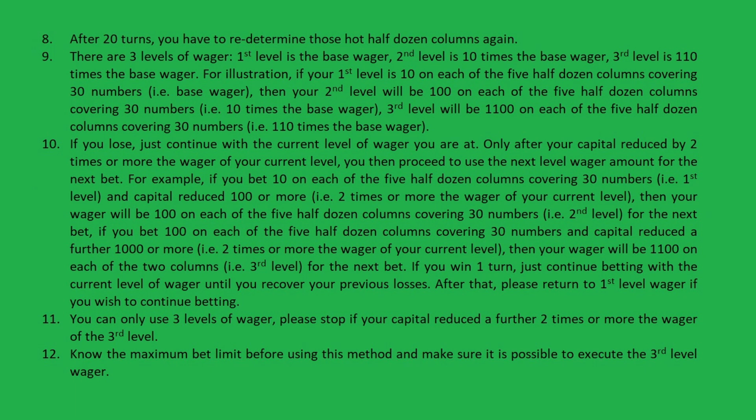If you bet 100 on each of the 5 half dozen columns covering 30 numbers and capital reduced a further 1,000 or more, i.e. 2 times or more the wager of your current level, then your wager will be 1,100 on each of the 5 half dozen columns, i.e. third level, for the next bet.